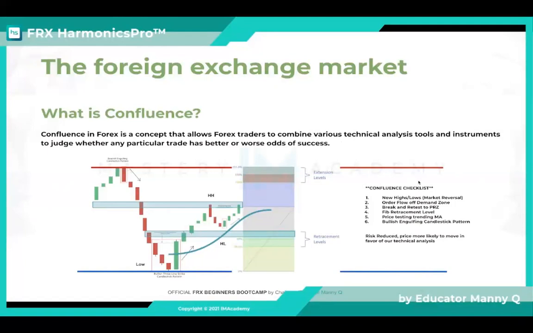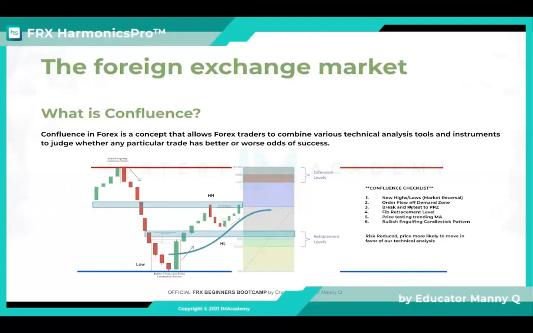So, confluence checklist. Let's say we wanted to buy up in the market right over here, right? We saw the market coming up, coming down, pushing up, coming down right over here. And if we want to just buy, what are the reasons that we can buy in this market? Let's see if we can find confluence. Let's see if we can find various confirmations at one particular point in the market that can allow us to increase the odds of this trade.